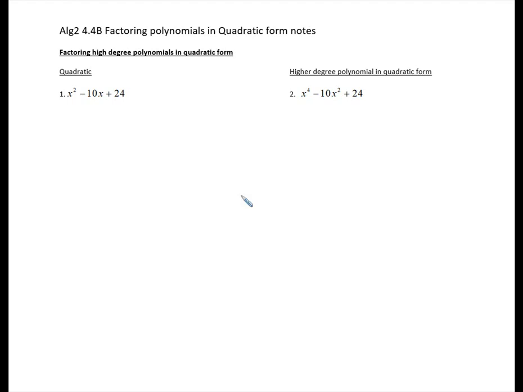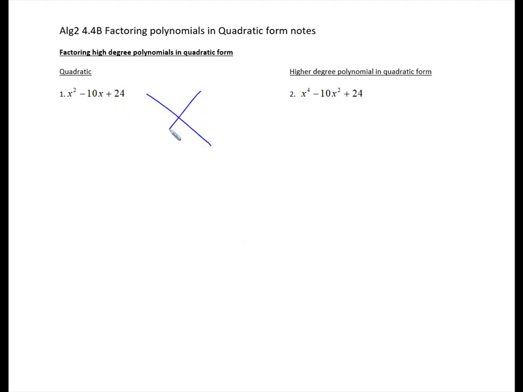Algebra 2, lesson 4.4b, factoring polynomials in quadratic form. Okay, so let's take a look at number 1 here. You notice that if we were to factor this, it is just a trinomial with a, b, and c, right?